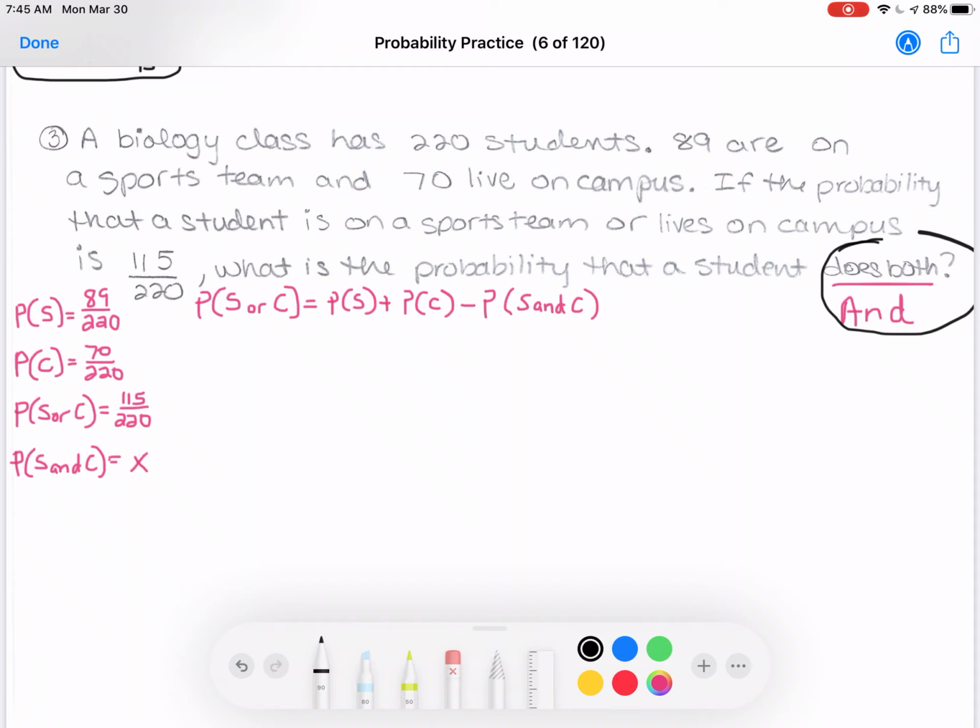This is why it's so important to take the information out on the side, because if you take the information out on the side, you can see what you have, and then you can think about what formulas you could use. So there's 220 altogether, 89 are on a sports team. So see, I had to make my own fraction over here.